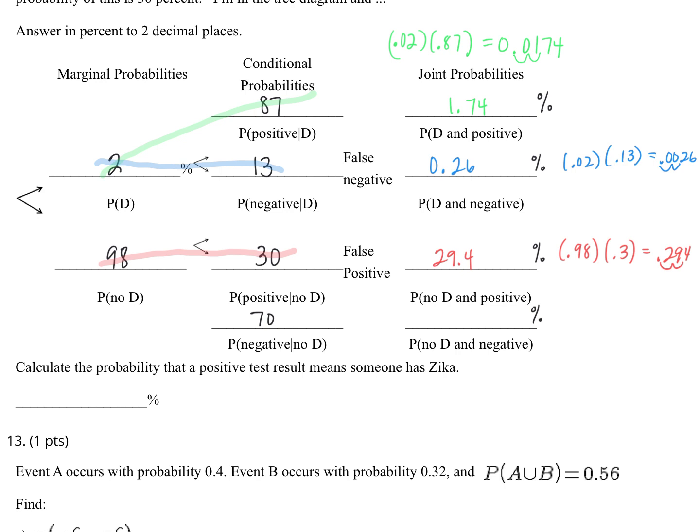And then the last one is 98 percent times 70 percent. So we're going to change it to decimal: 0.98 times 0.7 is 0.686. Move it over twice to make it a percentage, so 68.6%. Okay, so we've done now this tree diagram. So now calculate the probability that a positive test result means that someone has Zika.